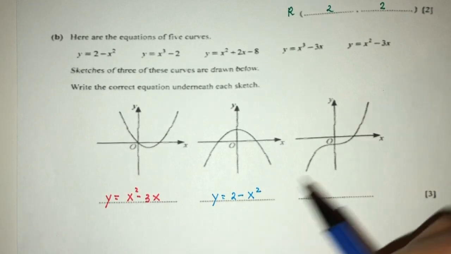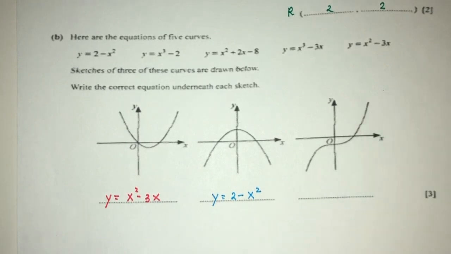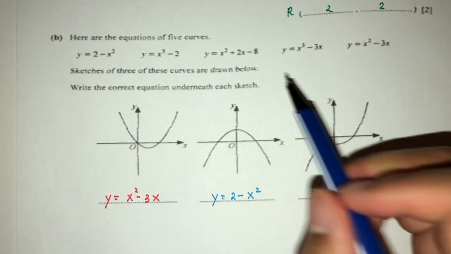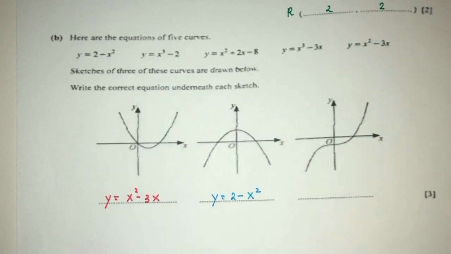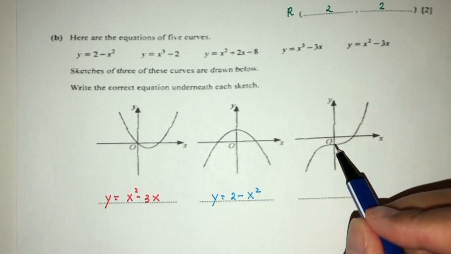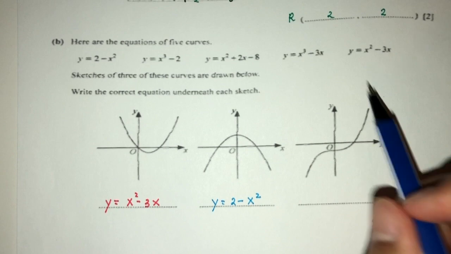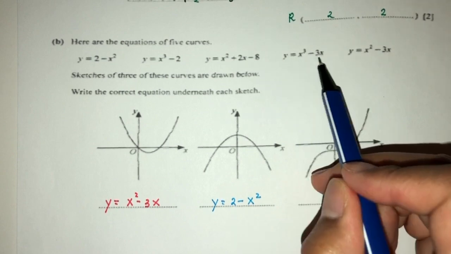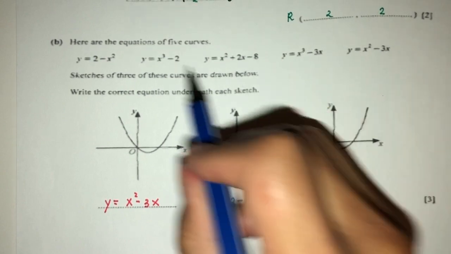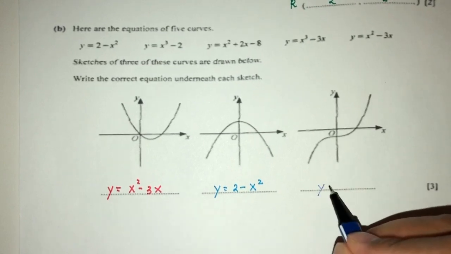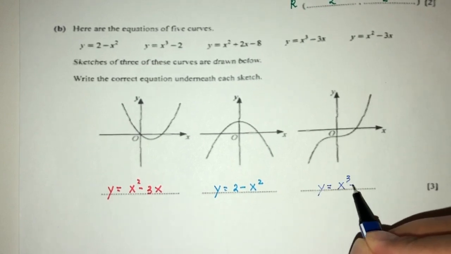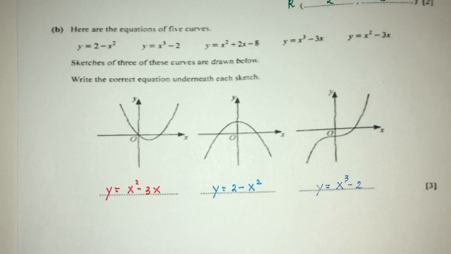And the last one, as you can see, we have a cubic curve, so it has to be x to the power 3. It can be this one, or it can be this one. So now we have to look at a passing point. When the value of x is 0, the value of y is negative. Let's test. When the value of x is 0, the value of y is 0. So it will not be this one, it will have to be that one. So y is equal to x cubed minus 2. That will be part B of the question.